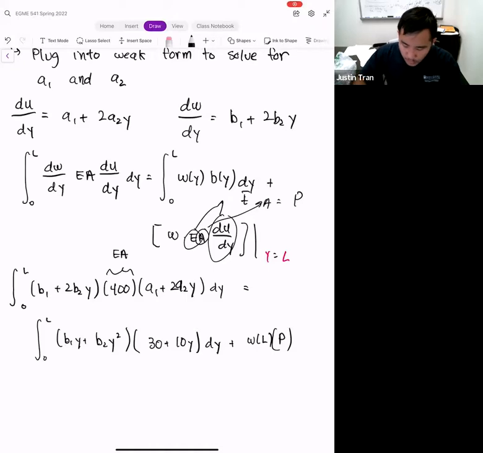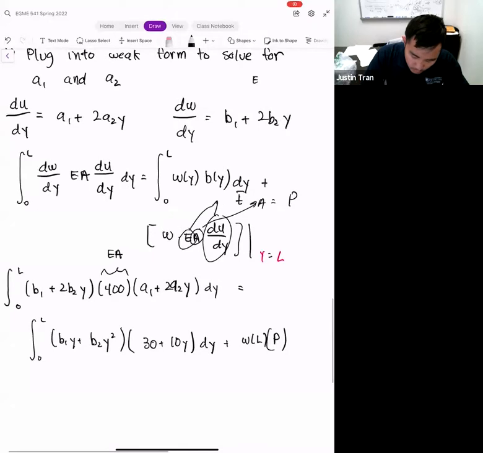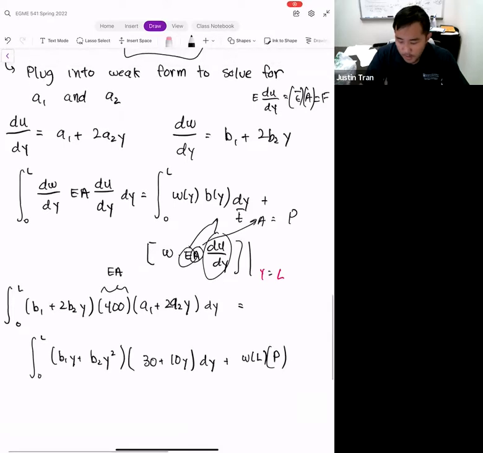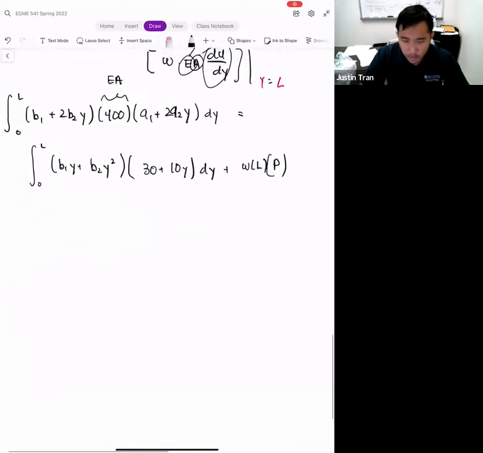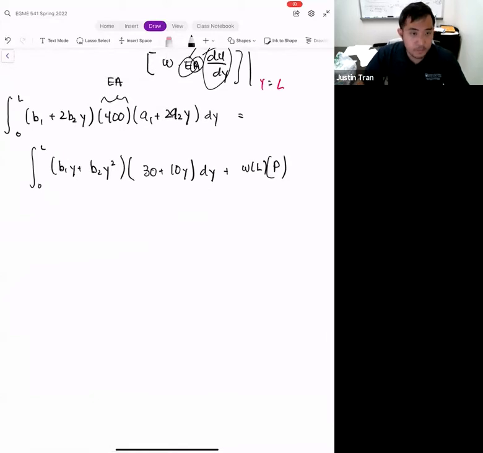Just again, the way I obtained that was, I know that if you take E times du/dy, this is essentially Young's modulus times strain, and so that's going to equal the stress. And if we multiply the stress by A, what you get is a force, and we know that the force load being applied at the end of the bar is P, and so that's why I get w of L is equal to P.